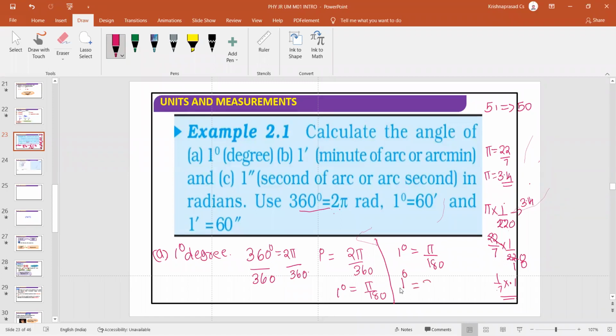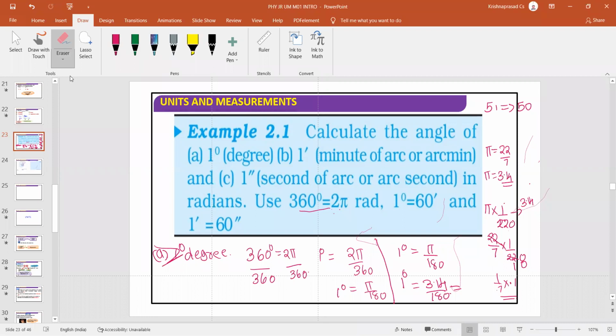So 1 degree is equal to 3.14 divided by 180. Whatever this value is, it will be in terms of radians. Got it? Yes, sir. Okay, so we have tackled the first question. So what is the final answer for this one, sir?